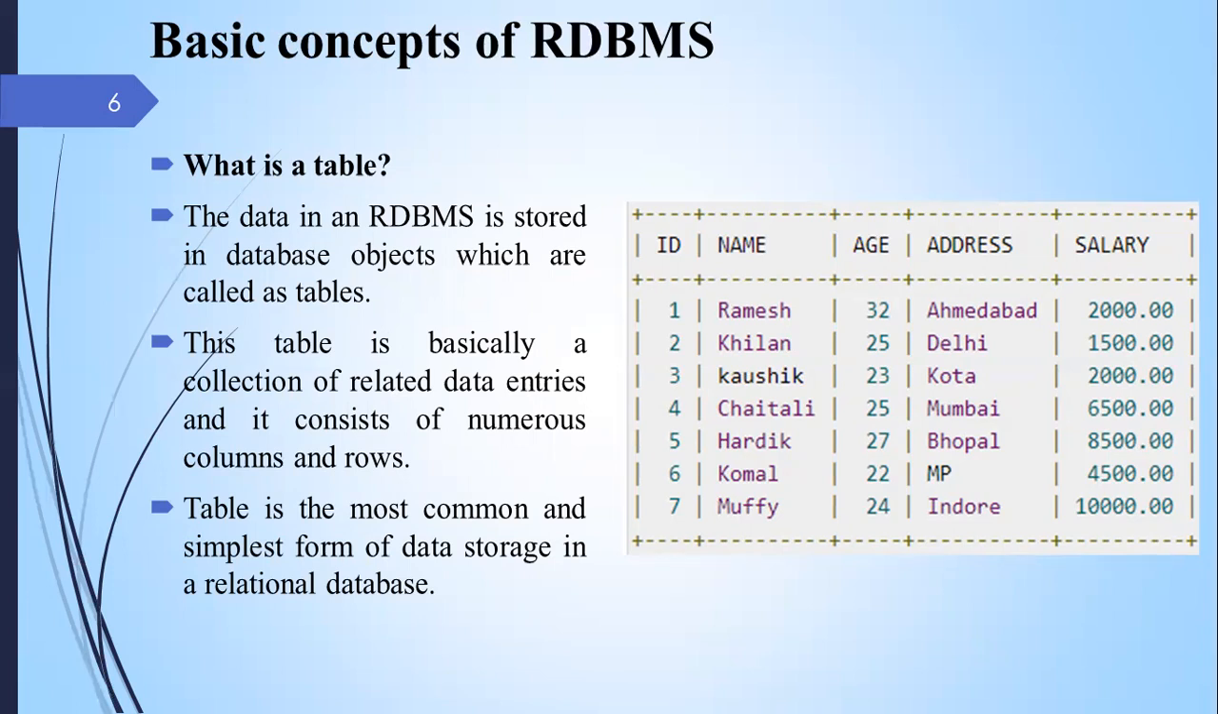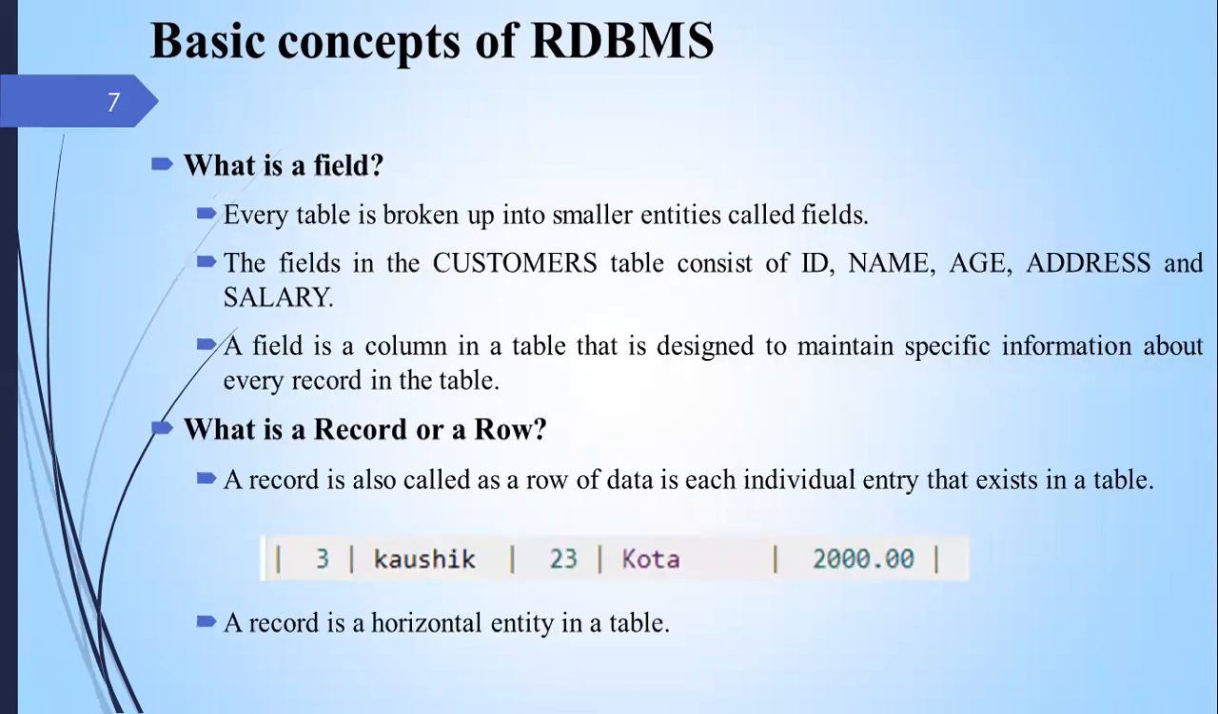From observing the table, we can see that ID number 6 has the name Komal, age 22, address from MP, and her salary is 4,500 rupees. In this way, we can store the data in the table. What is a field? Next thing is the field. That is the basic concept. Every table is broken into small entries, or entities, called fields.